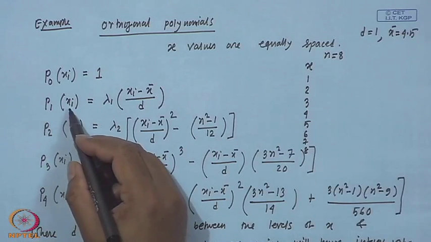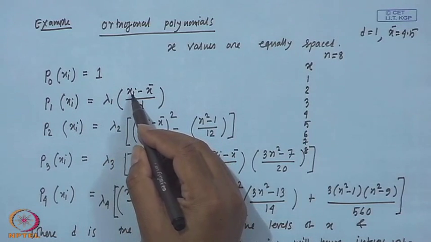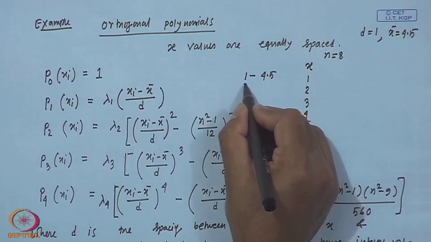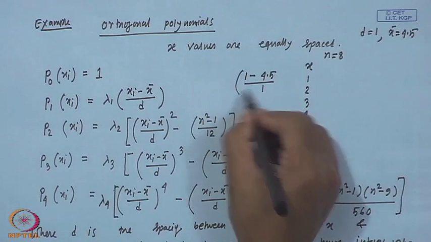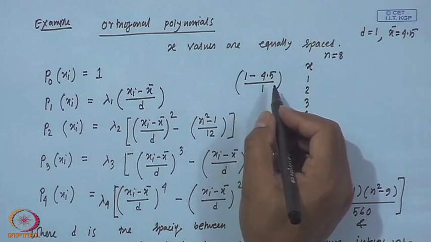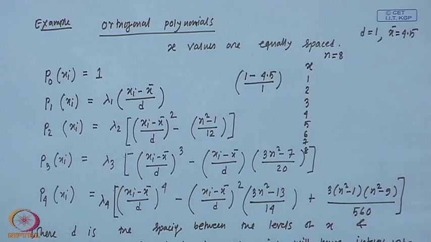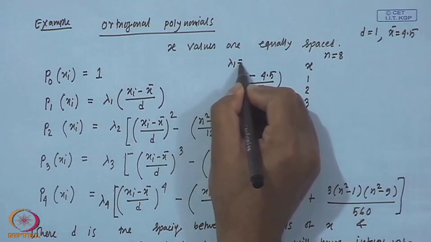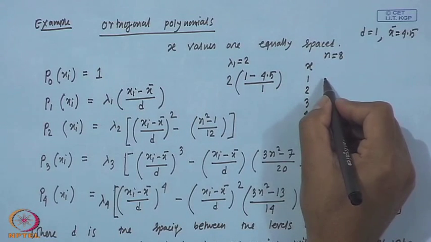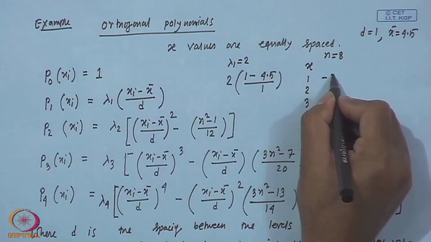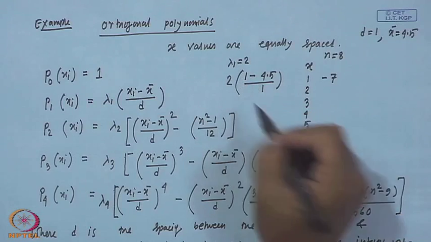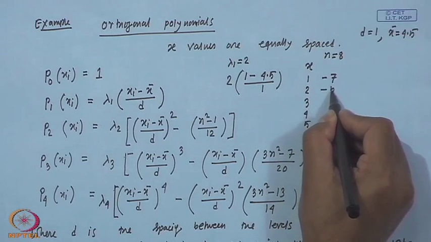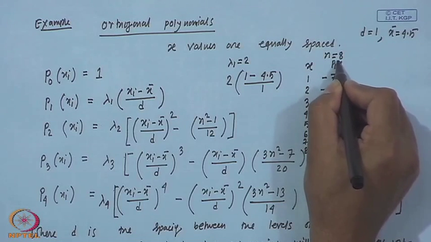Then what is P1(x_1)? P1(x_1) is (1 minus 4.5) by 1 into lambda 1. So this is minus 3.5, and lambda is chosen so that the polynomial will have integer values. To make it an integer value, you take lambda 1 equal to 2. So 2 into this is minus 7, right. Similarly, if you put x equal to 2, you will get minus 5. So this is what my P1(x) is.